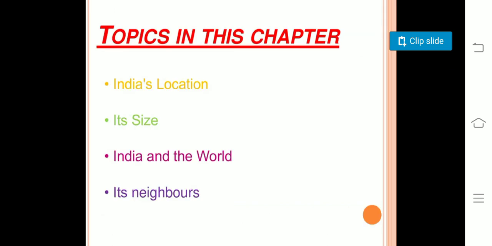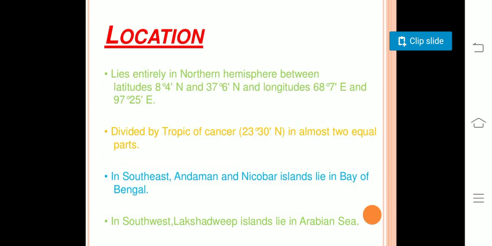So, in this chapter, we are going to cover the following topics like India's location, its size, and India and the world and its neighbors. First, we are going to talk about location.